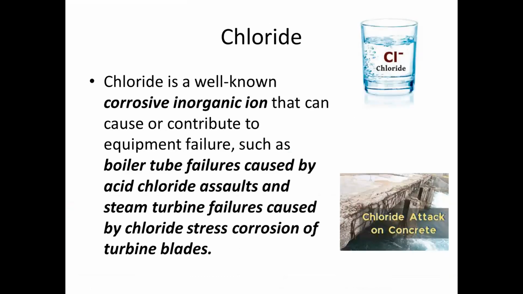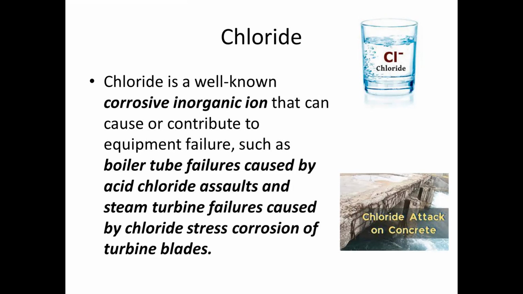The next water parameter that is very important is also chloride. Chloride is a well-known corrosive inorganic ion that can cause or contribute to equipment failure, such as boiler tube failures caused by acid chloride attacks and steam turbine failures caused by chloride stress corrosion of turbine plates. Chloride is associated with seawater. There can be contamination in your freshwater supply that you use as makeup water or feed water for your boiler.